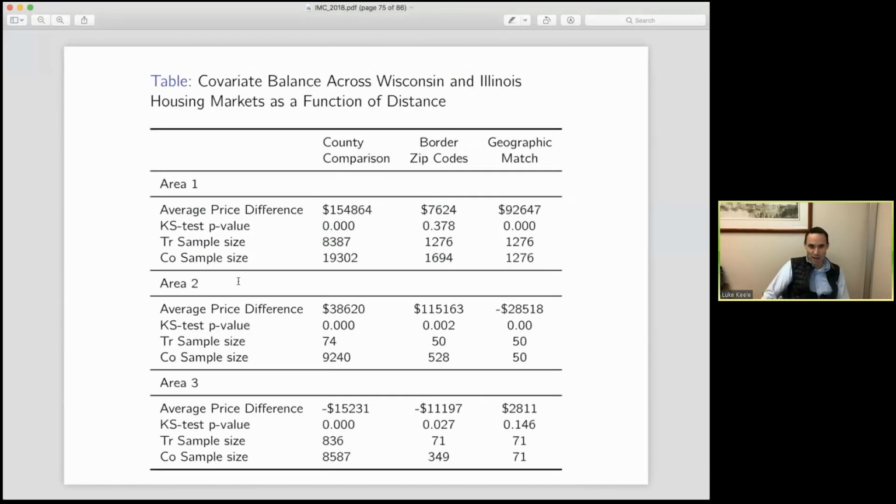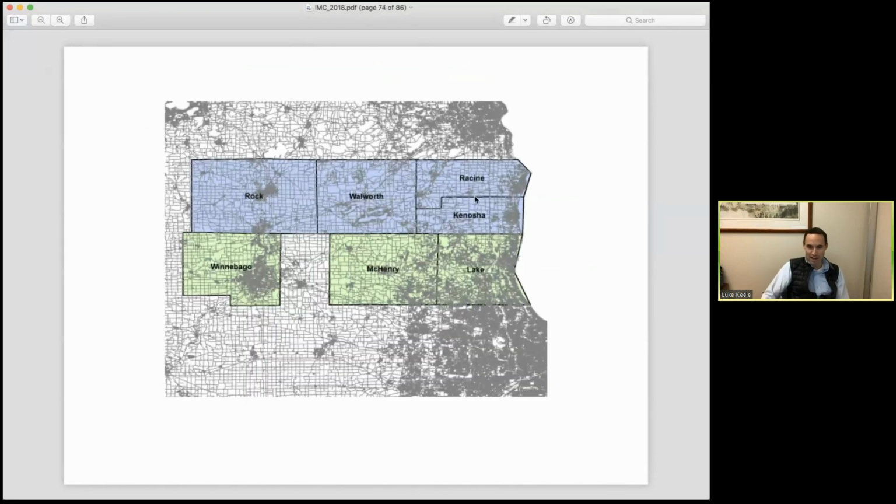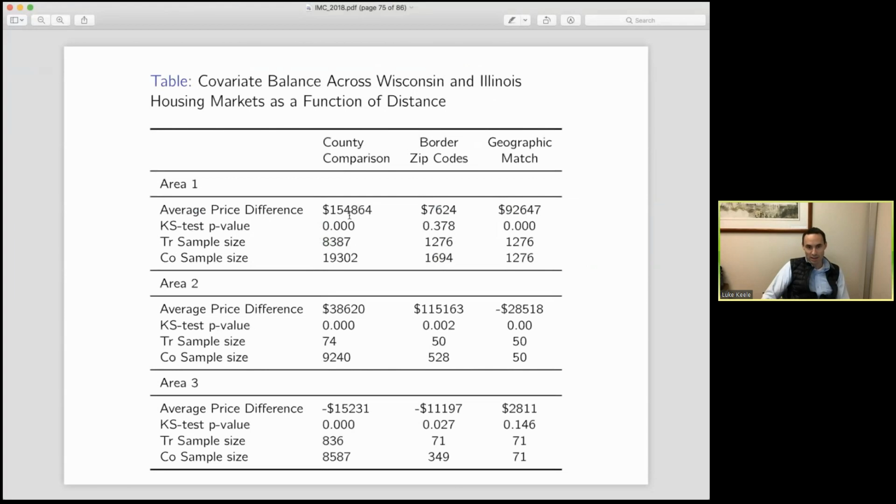So here I do have it in terms of house prices, but there wasn't enough Medicaid data. So this gives you a little idea of what happens. This is a county comparison. If you compare the house prices of Lake County versus Kenosha County, you find that houses are more expensive in Wisconsin. They're about $150,000 more expensive in Wisconsin. That's a fairly substantial difference.